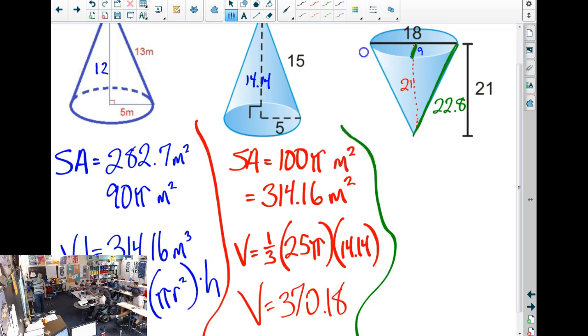Nine for your one leg, 21 for your other, unless I did this wrong. So 9 squared is my one leg, 21 is my other leg. So that gets me 522. The square root of 522 is 22.84. So really this could be 22.85 because it rounds up. What do we get for surface area in terms of pi?